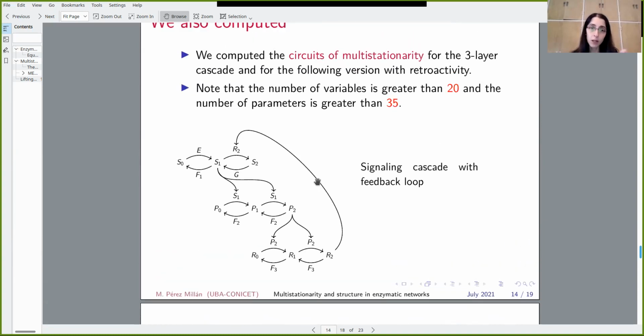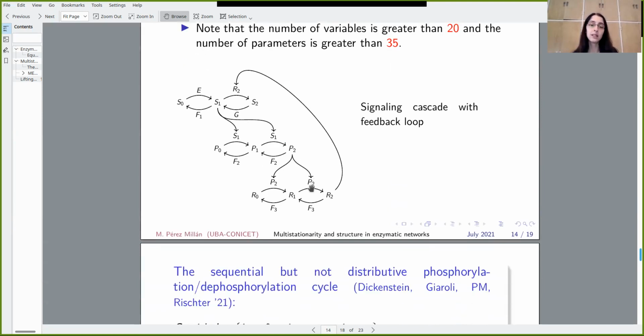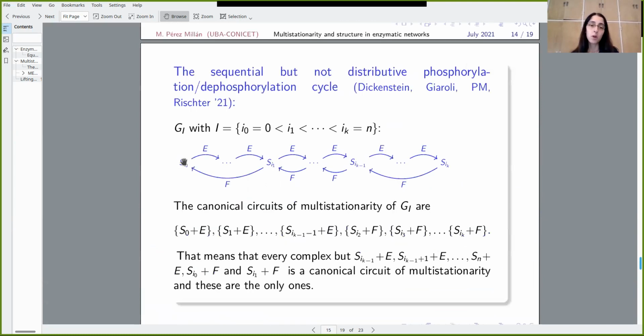And while doing this, we got inspired and got a theoretical result for a certain network. In this case, we have cycles like those that we have already seen. So E transforms S0 into S1, S1 into S2, and so on, but then F removes several. For instance, if this is phosphorylation, then what you're adding is a phosphate group. So E adds one phosphate group, then two, and so on. And then F removes several phosphate groups and goes back.